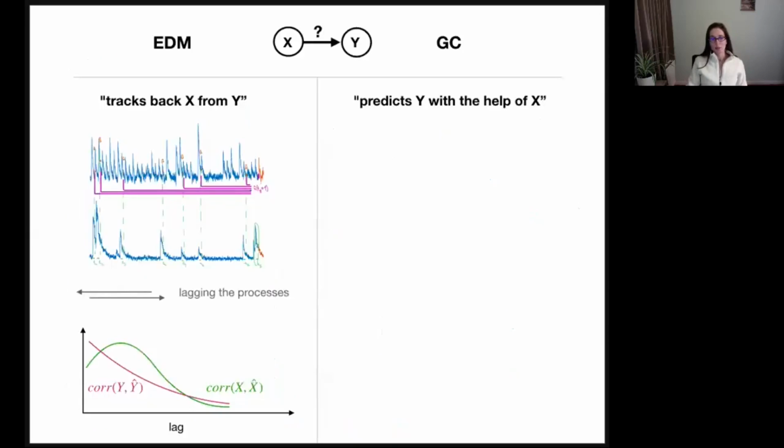EDM detects coupling between signals more easily than the direction of the coupling. And for the direction, we need to look at how EDM changes when the processes are lagged. So the right direction has a typical shape, like this green line, and it performs best at a certain lag. And typically the other direction just decays from zero lag. This method is somewhat complicated and computationally expensive, but it allows for incredible flexibility in the dynamics of the signals and the coupling of the signal.